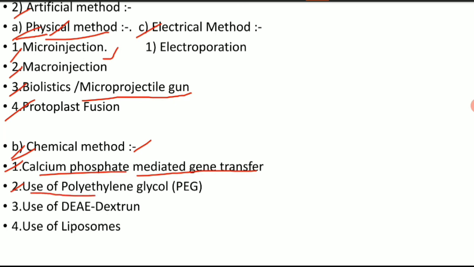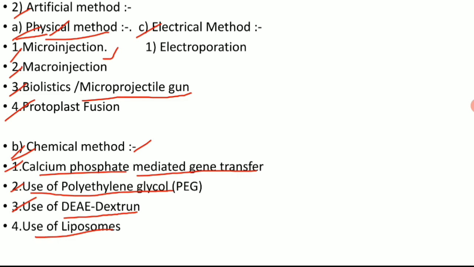Next, use of polyethylene glycol, PEG. Next, use of DEAE dextran. Next, use of liposomes. In the next video we will discuss these techniques one by one.